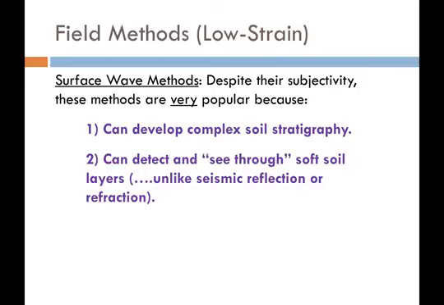We can also detect, and what I call see through, soft soil layers. So we don't need to use the assumption that the soil is getting denser with depth. We can do just fine if there's a soft soil layer down there. In fact, these methods are used from time to time to look for soft soil pockets or zones or peat deposits, to try to find them without having to turn the ground into Swiss cheese by putting a whole bunch of borings down.